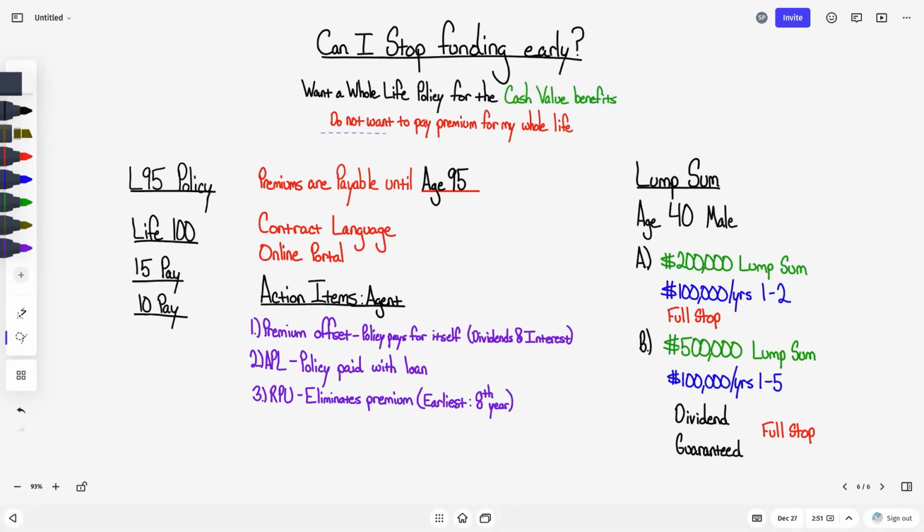But here's the big thing. He does not want to be obligated to make payments indefinitely. He wants to be able to make payments at his discretion. He can add money when he wants to, not when the insurance company requires it. And then also he wants to be able to stop after he moves that $500,000 into the policy. So let's take a look.